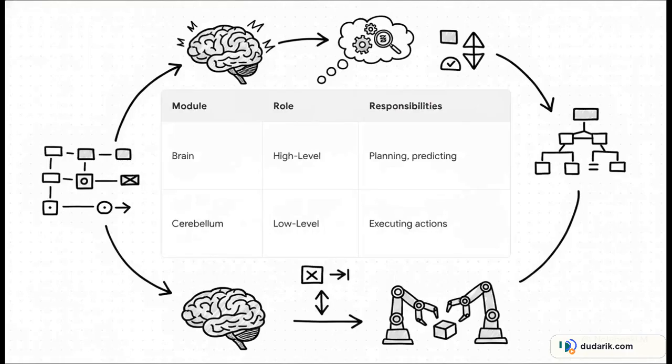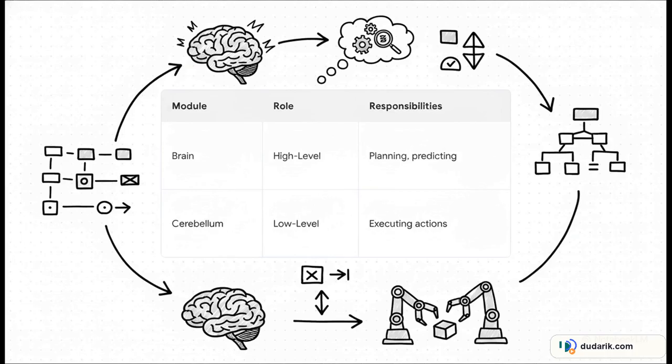This table breaks the whole thing down perfectly. It is a total division of labor. The VLM and VGM act as the high-level brain. They're handling the cognitive heavy lifting: understanding the instructions, planning out the task, tracking progress, and predicting those future visual states.